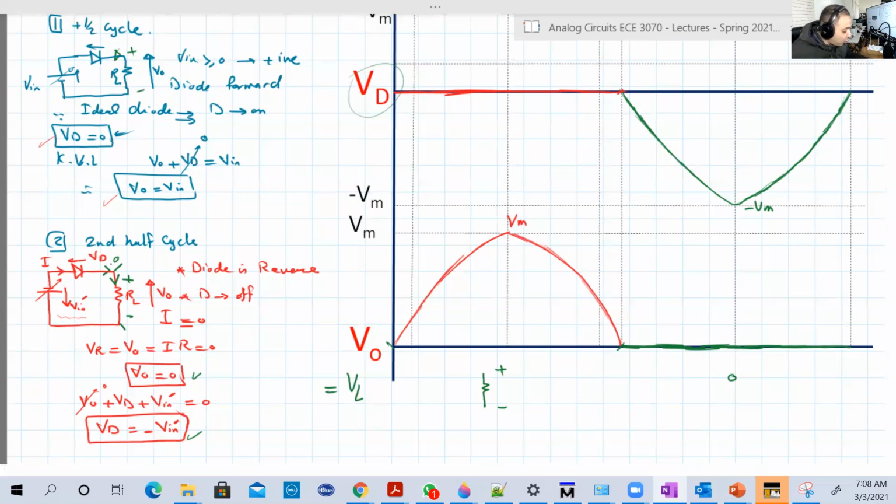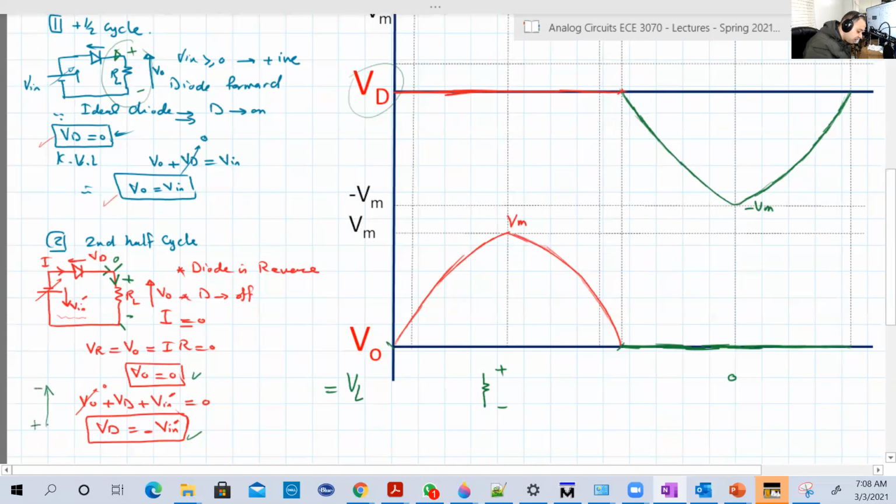Okay. If you remove this diode, the output of the resistance would be exactly the same as the input. So you will have current flowing that way in the positive half cycle, and in the negative half cycle, it will be flowing in the other way. So the current will be changing. Here we have one current only.